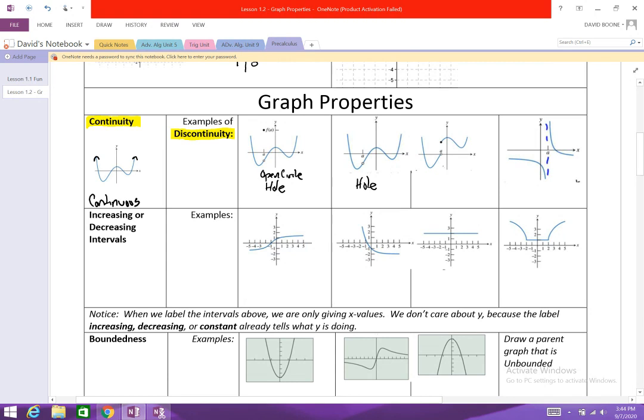In this example right here, again, as I'm kind of drawing along, I hit this and got this hole, and then I kind of have to jump up to here to be able to continue along on that graph. So this is actually called jump discontinuity.